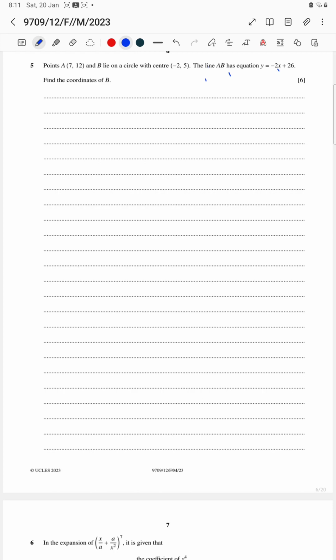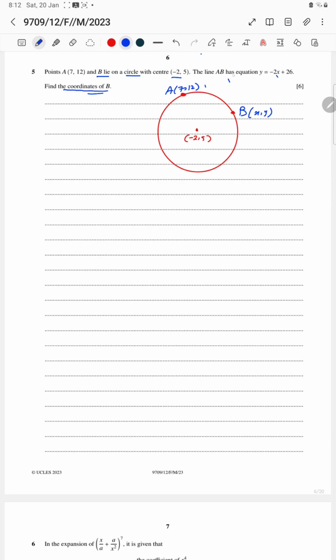Okay guys, for question number 5, this is a 6 marks question taken from coordinate geometry. Points A and B lie on a circle with center, so it means you are given a circle whose center is -2, 5. Points A and B are lying somewhere here. A has coordinates 7 and 12, and the coordinate B we are looking for, say x, y.